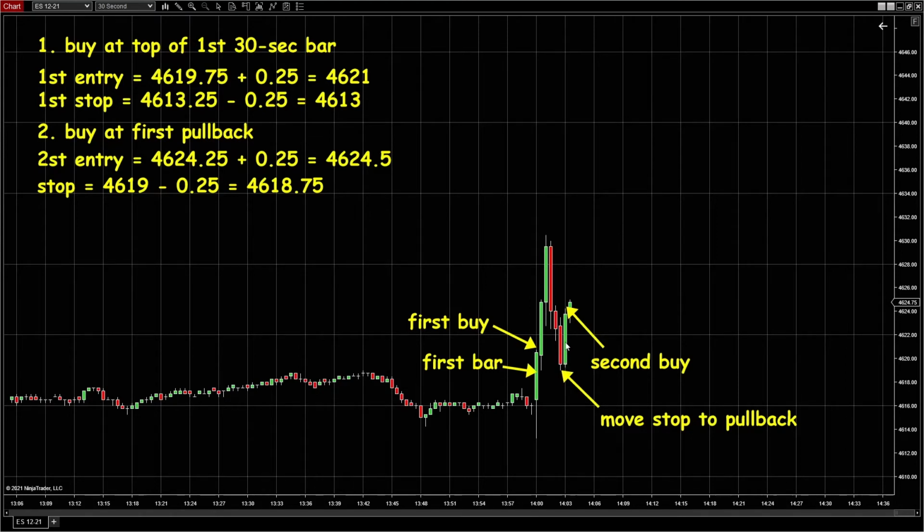After this first pullback, you need to be prepared for your second trade. Basically, this bull bar can serve as a very good signal bar. So you put your second entry at the top of this bull bar, and then the next bar will trigger your second order. So you are in another buy position. Immediately after you trigger your entry, you need to move your stop from the low of this bull bar to the low of the pullback. Right now, your second entry is 4624.5, and your stop will be 4618.75, just one tick below the pullback.